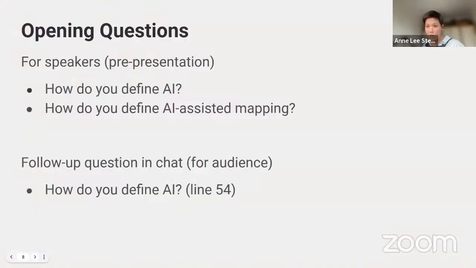Fantastic. As I was saying, when we were gathering folks together earlier today, we realized we needed to take a step back and ask questions around first principles, basic questions like: how do we define AI, and how do we define AI assisted mapping in the first place? Before we start a round of presentations, I wanted to pass the mic to our panelists for these two questions. But we also invite you to add your thoughts. How would you define AI more broadly, and how would you define AI assisted mapping?